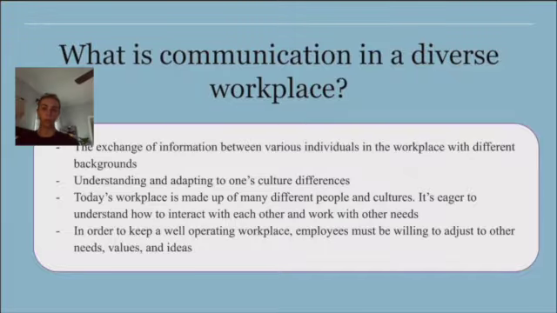So, to start, what exactly is communication in a diverse workplace? It's the exchange of information between various individuals with different backgrounds. Employees in the workplace need to start to understand and to adapt to one's cultural differences. Today's workplace is made up of many different people and cultures, so it's important to understand how to interact with each other and work on others' needs. So, in order to keep a well operating workplace, employees must be willing to adjust to others' needs, values, and ideas to incorporate this idea.